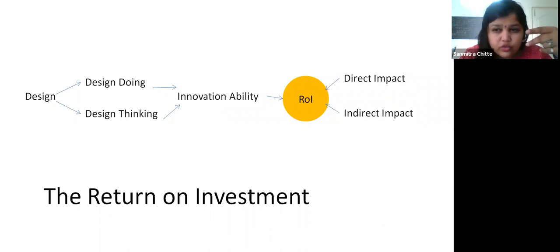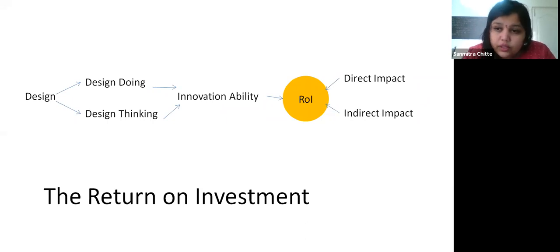Now, design thinking does not happen without design doing. You cannot just write a process and come up with something. It won't help. There has to be design doing. There have to be ideations. There have to be prototypes created. Only then does it make sense. It creates an innovation ability.